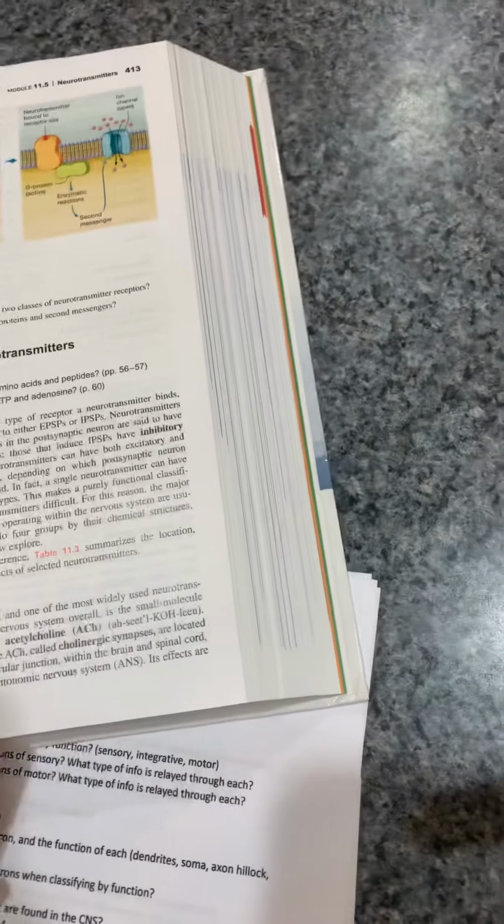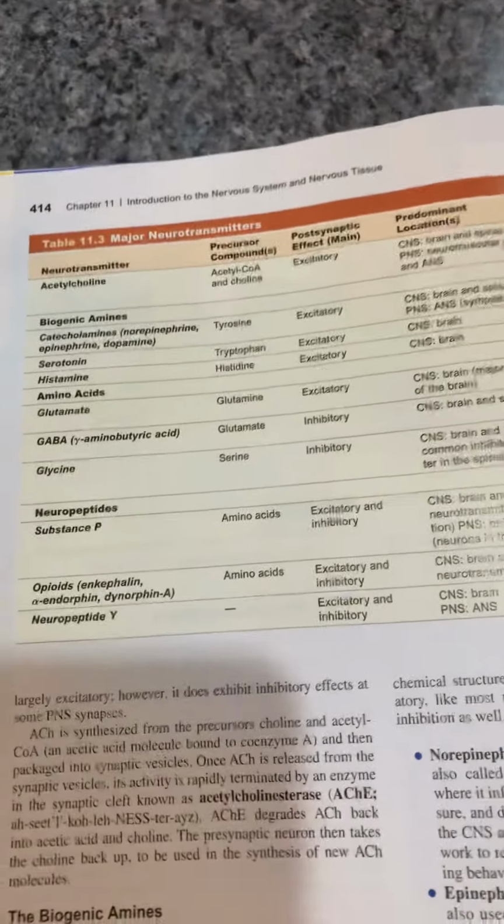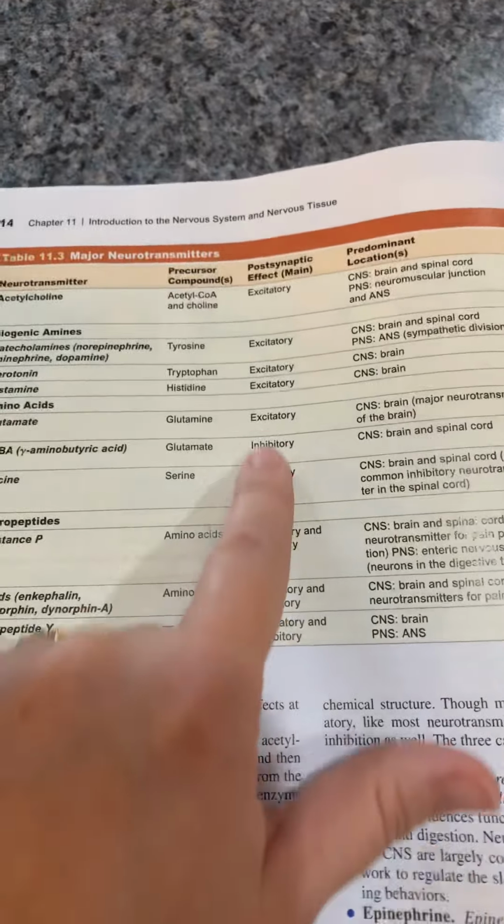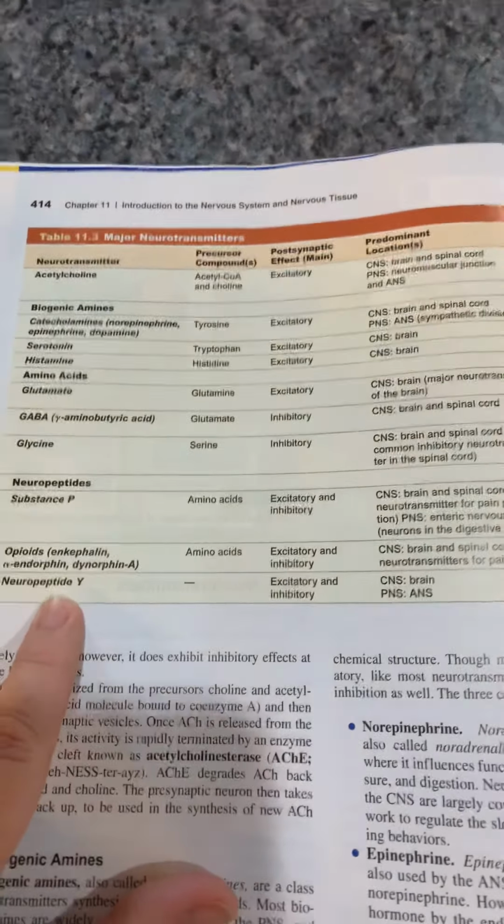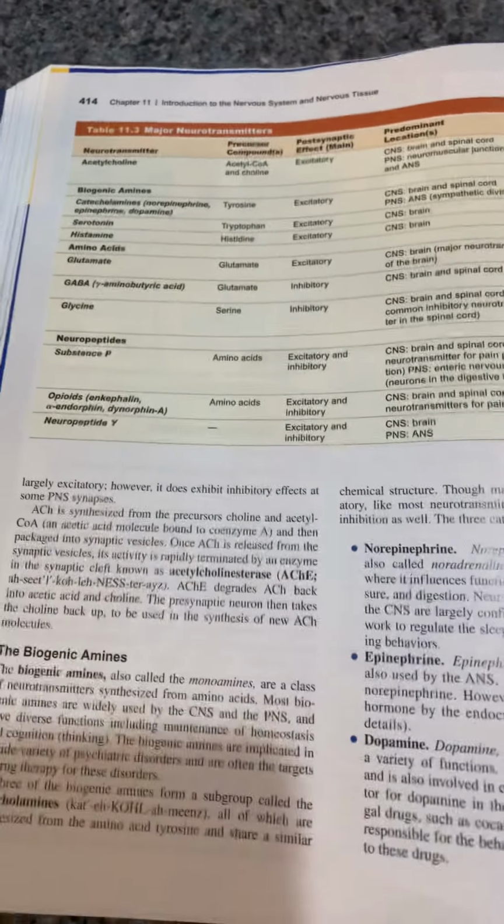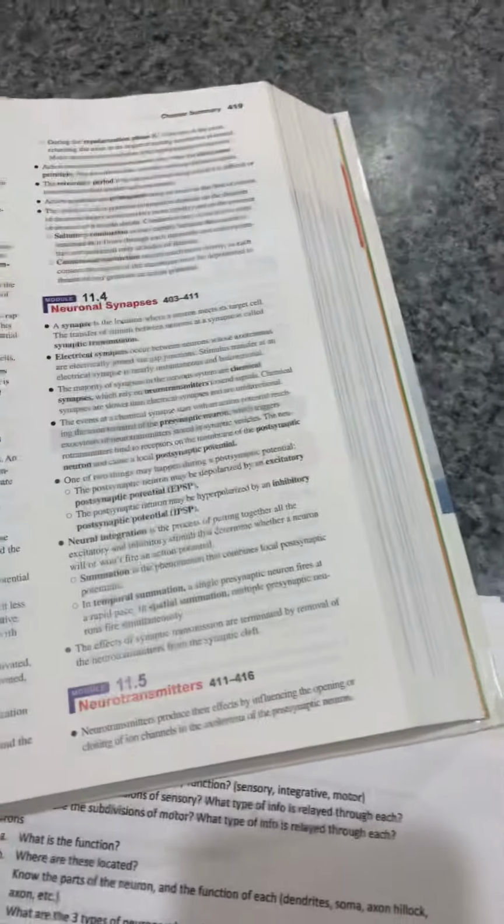They just go through the different types. We know about acetylcholine because that's the one we saw at the neuromuscular junction. But there's a whole chart, and they tell you if they're excitatory or inhibitory, or they may even be both. So you can read through those, and you can learn what you need to know as far as the study guide asks you to.